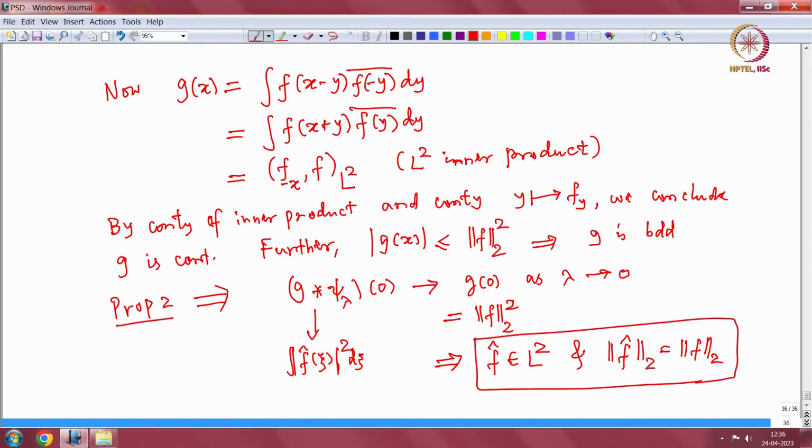Now the extension becomes very straightforward. That we will take up in the next class.